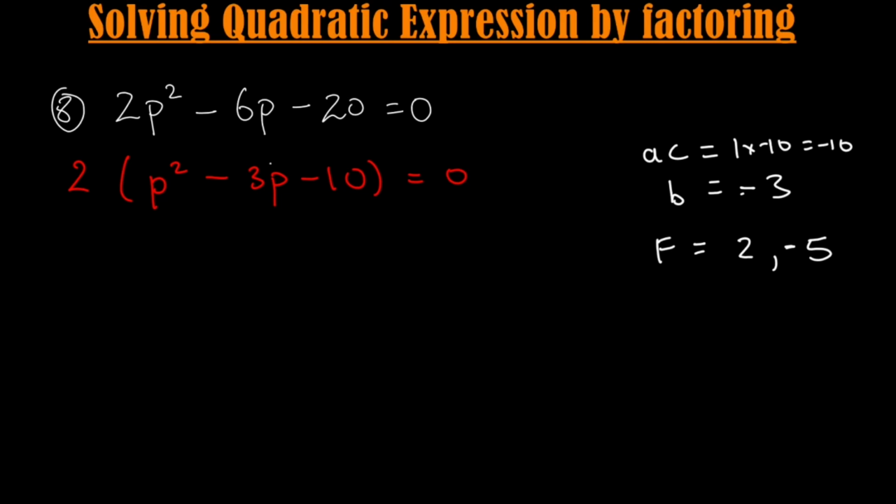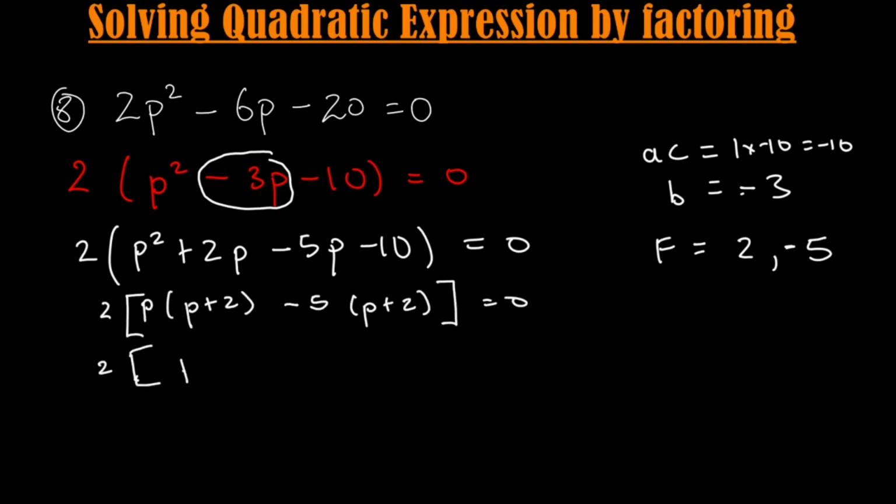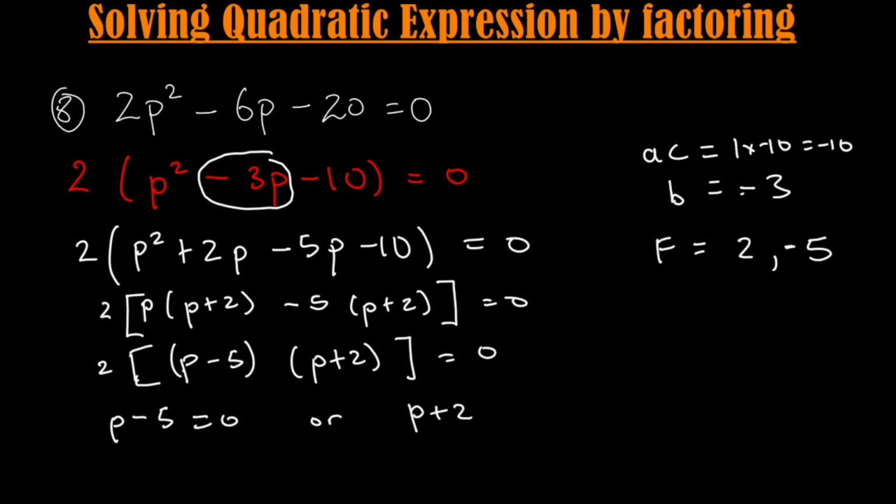So we're going to go ahead and rewrite our quadratic and substitute our middle term with both of those factors. We're going to factorize and factorize again. So now p minus 5 is equal to 0, or p plus 2 is equal to 0. So we're going to solve for the unknown. So to get rid of this minus 5, we have to add 5 on both sides. So p is equal to 5, or p is equal to negative 2.